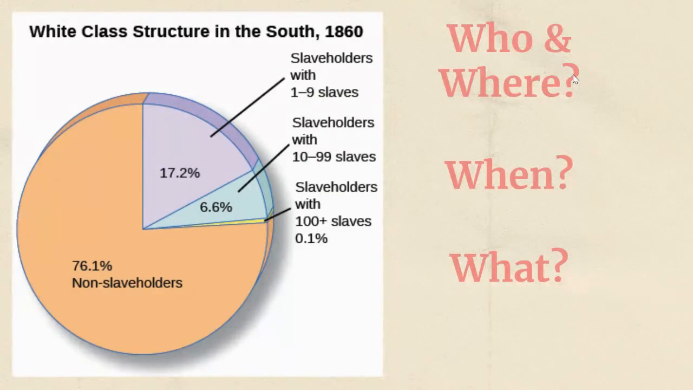So who and where, if you haven't guessed it by now, we're looking at Southern whites, it's there in the title. That's where you could have seen that. Additionally, when, same type of thing, by 1860. Ultimately, though, what is this telling us?